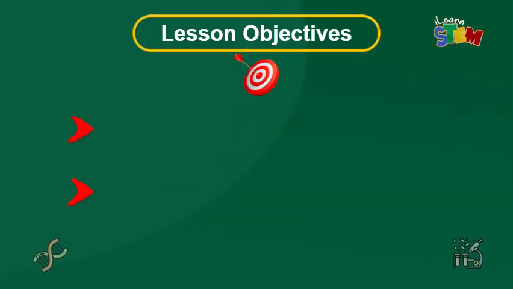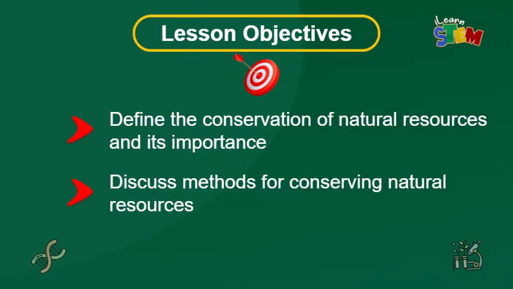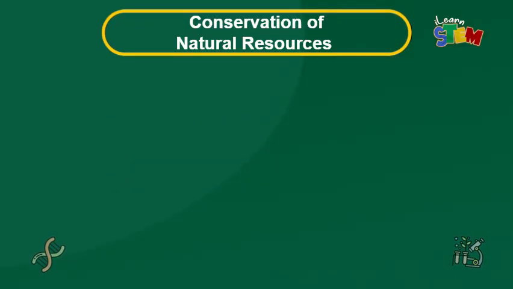By the end of this lesson, you should be able to: 1. Define conservation of natural resources and its importance. 2. Discuss methods for conserving natural resources. Without further delay, let's define conservation of natural resources.